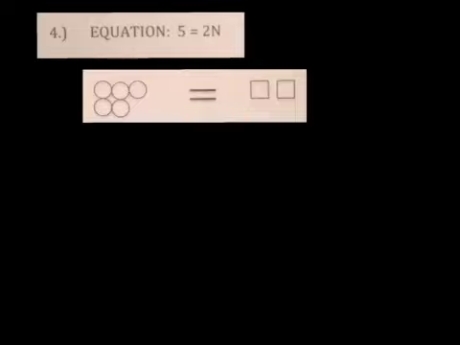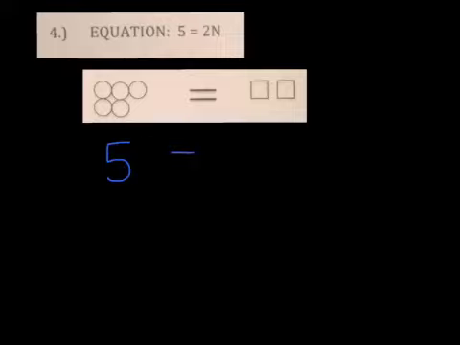Alright, the last one we're going to do together is number 4, and it's very similar to the first problem on your homework. When you read the question, it says 5 equals 2n. So if I look at my picture, I have 5 circles on the left side equals 2 boxes on the right side. Now I don't have any circles over here that I need to cross off. So really, I'm just going to solve this problem.